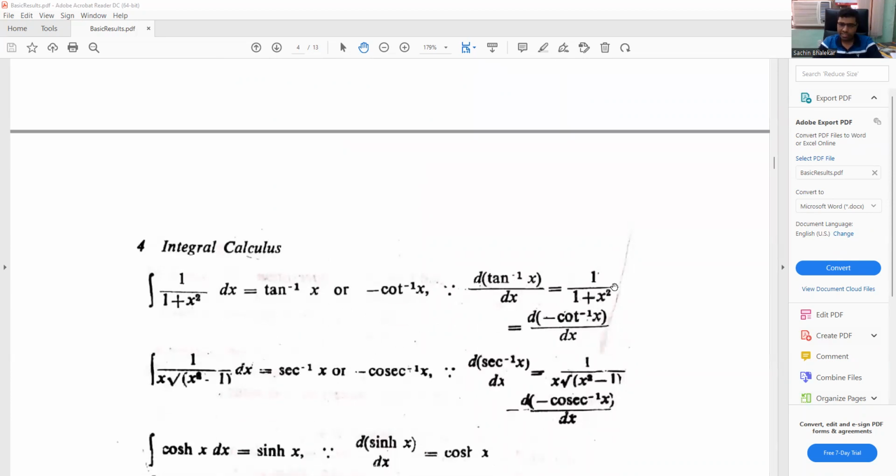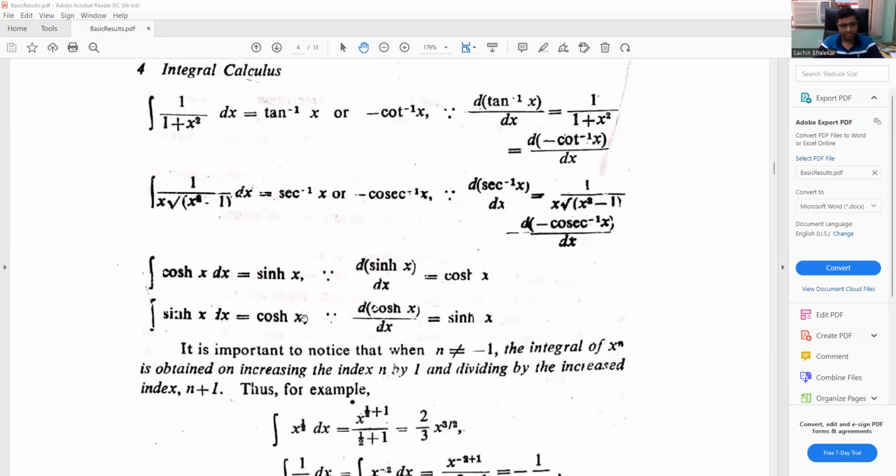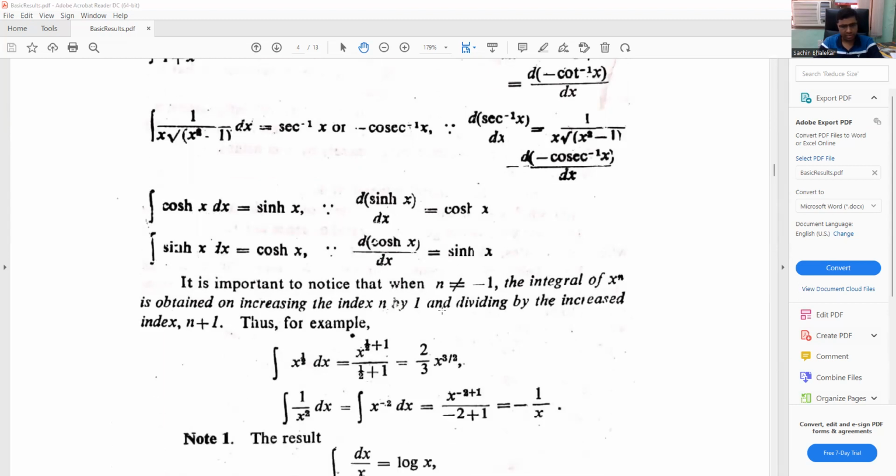Similarly, derivative of tan inverse x is 1 upon 1 plus x square. So integral of 1 upon 1 plus x square is tan inverse x. Similarly, this is the same as minus cot inverse x. Next, integral of 1 upon x square root of x square minus 1 is equal to sec inverse x. It is also equal to minus cosec inverse x. Then these are hyperbolic sine and cos functions. Integral of cosh x is sinh x, and integral of sinh x is cosh x.